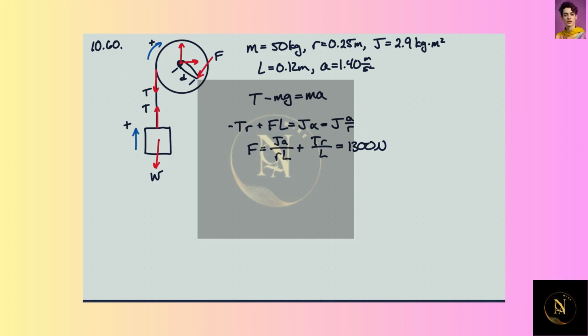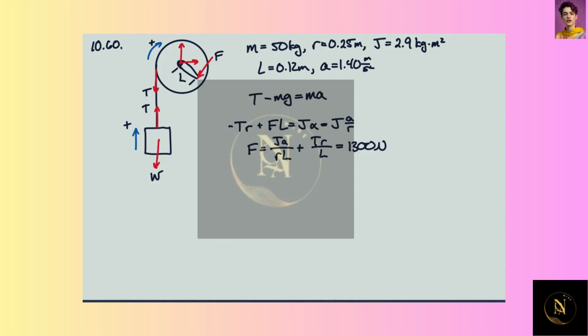Taking a look at this, we have minus T times R plus F times L. I think, let's see here, I called this D here, but then I called it L later on. So that should be L. So F times L equals the mass moment times the angular acceleration, and the angular acceleration is a over R.